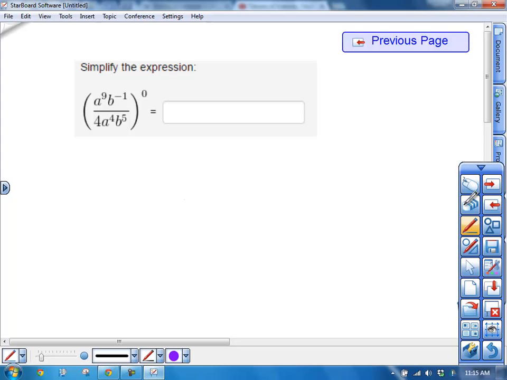The next problem is pretty easy because anything to the 0th power is just 1. So the next answer should just be 1. Pretty easy.